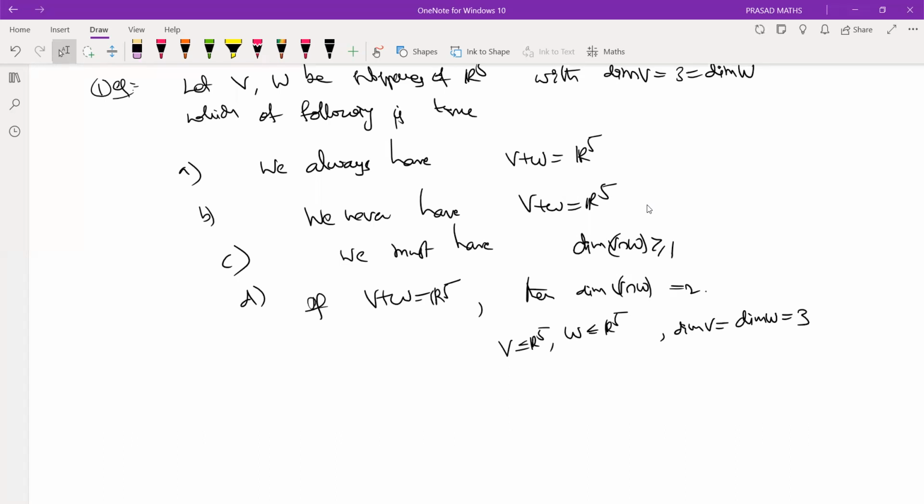This is absolutely wrong because I'm going to take (a, b, c) with dimension 3 such that a, b, c belong to R. We know it is a subspace.